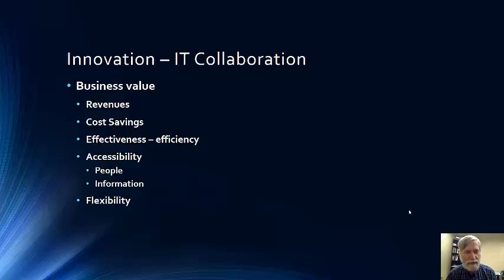Then there's accessibility, of course. That is, when we collaborate, people are accessible to one another, there's more communication, there's a sharing of information, right, and so on. That's a real big benefit of collaboration. So not only can we increase revenues, make cost savings, make things more efficient, effective, and so on, but we also can provide accessibility with collaboration, and of course flexibility. When things can be done in a way that we can do it multiple ways because we have different opportunities to do it, that's great to see.